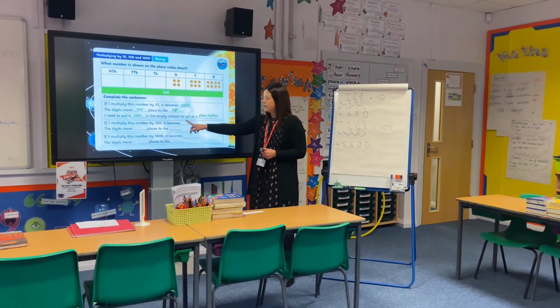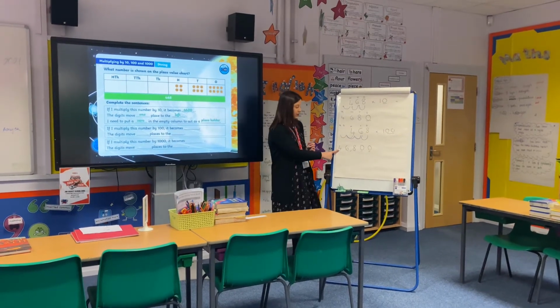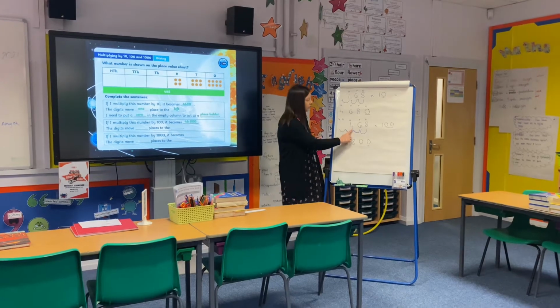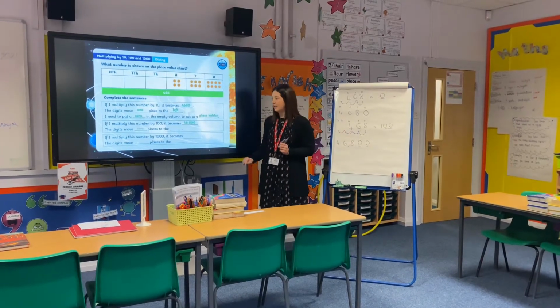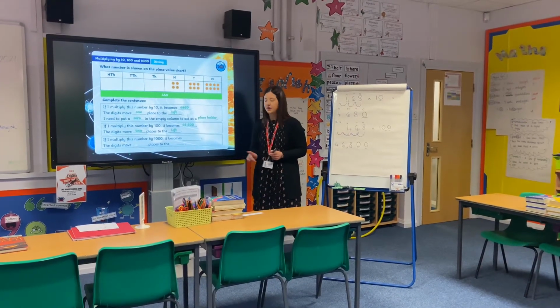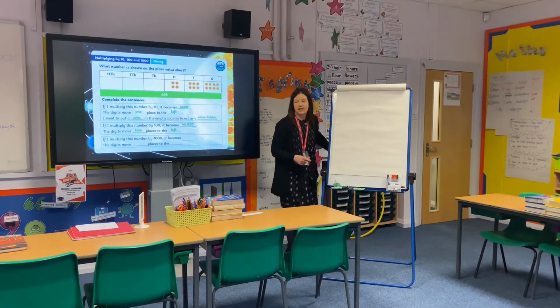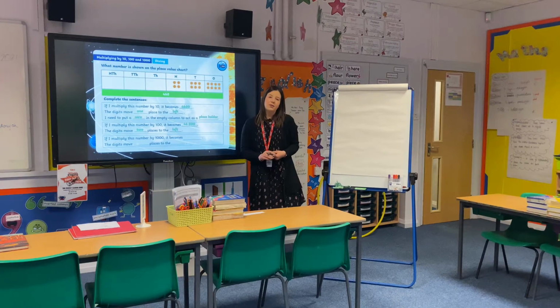So let's complete our sentences together. If I multiply this number by 100, it becomes 46,800. The digits this time move 2 places to the left. And finally, let's have a go at the last one. It says if I multiply this number by 1,000.